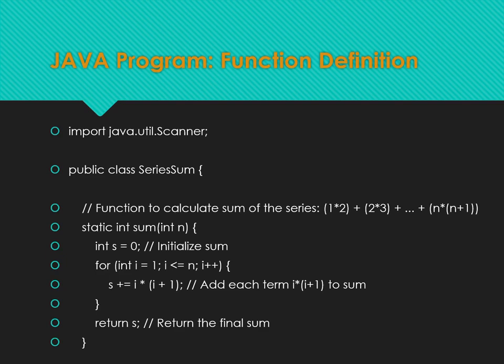Inside the method, we initialize a variable s to store the total sum. We then use a for loop from 1 to n, and in each iteration, we compute I times I plus 1, and add it to s. After the loop finishes, the method returns the final value of s to the caller.